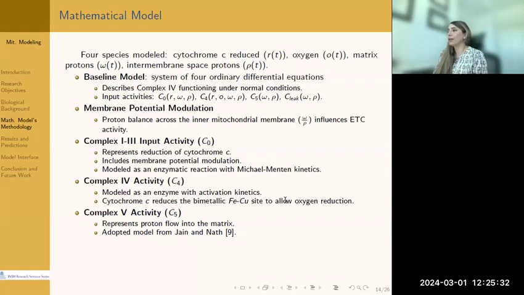Complex 5 activity, or C5, represents proton flow into the matrix and is adopted from the model proposed by Jang and Nath. Proton leak activity, or C-leak, is modeled based on previous literature, controlled by parameter P-leak. Together, these components provide a comprehensive framework for simulating mitochondrial function under various conditions, facilitating a deeper understanding of the bioenergetic process.